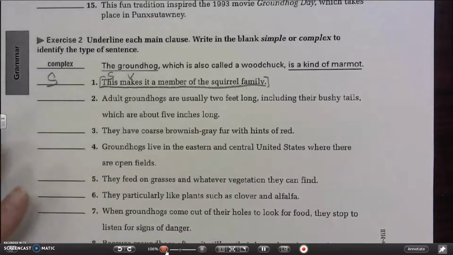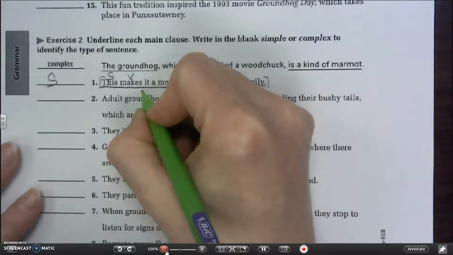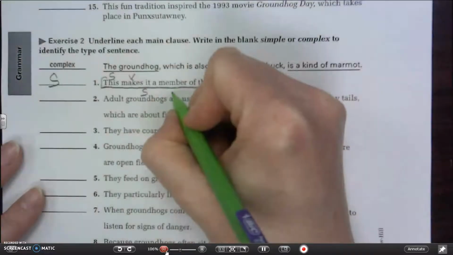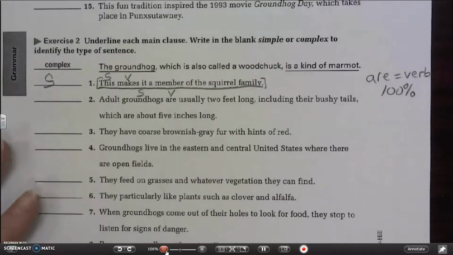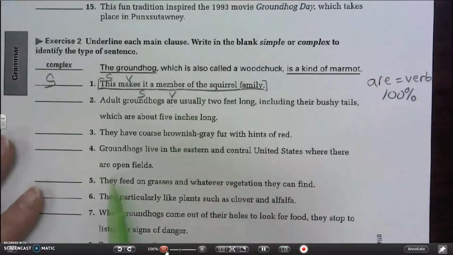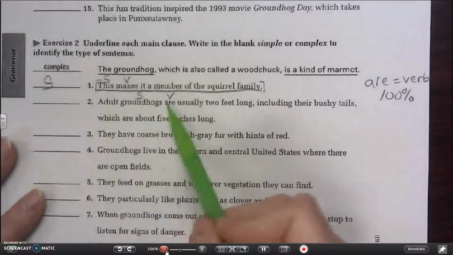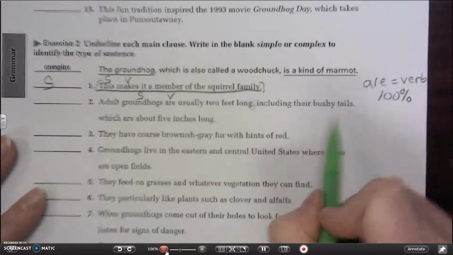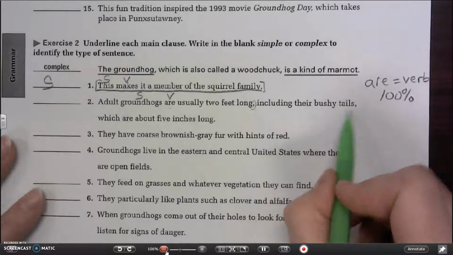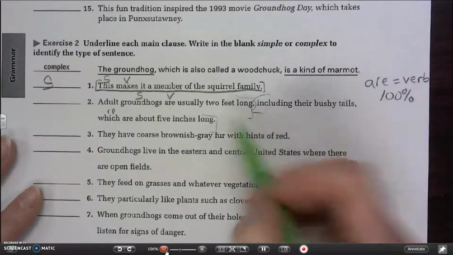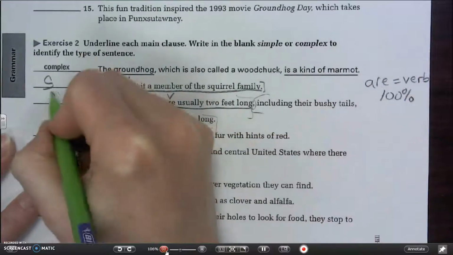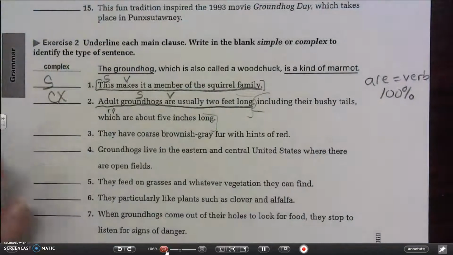All right. Now let's look at adult groundhogs. So groundhogs, our subject, are usually, so are, it's a verb, are is a verb 100% of the time also. Either by itself, like it is here, as a linking verb, or are running, are jumping, like that as a helping verb. Subject, verb, oh, I got a comma. Including their bushy tails, don't really have a verb there, but I've got a relative pronoun, which are. So this is about bushy tails. So I know I have two clauses at least somewhere. And this is really the only one that makes sense by itself. So I'm going to underline that main clause and put my complex sentence marker there.